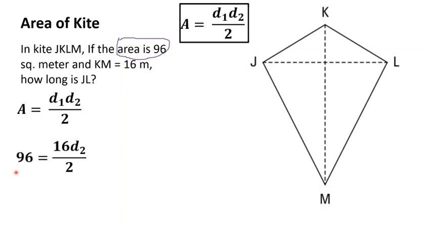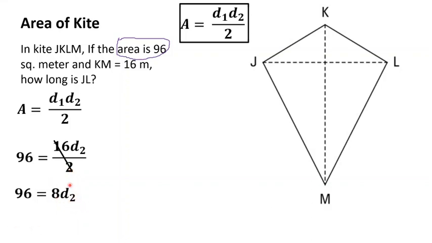So it will look like this. So 96, yan po yung area na given. And then yung 16, that will be diagonal 1, that is KM. At yung JL, yung nawawala, that is D2. And then over 2. So the next thing we have to do here is to divide 16 by 2. Since yung 16 is divisible by 2, pwede nating i-divide yan. So we can simplify that. So 16 divided by 2 will be 8. So if we're going to rewrite the formula, it will become 96 is equal to 8 D2.